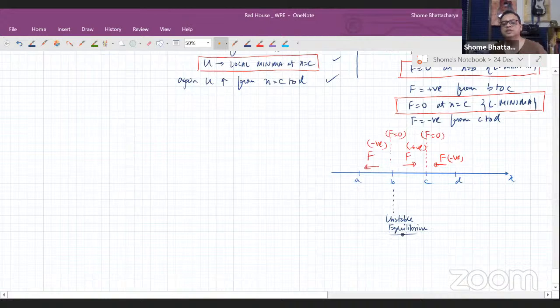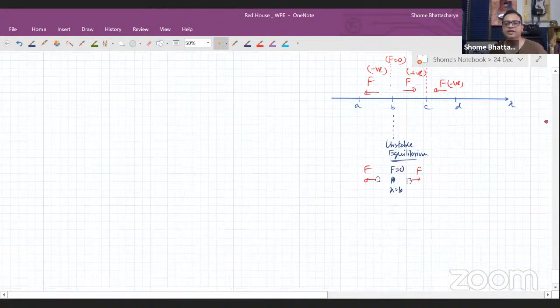Unstable equilibrium का मतलब क्या है? That when you put the particle at B, the force on it is 0. But if you displace it on either side of B, it will run away because the force is pointing away from equilibrium. You can see in the above graph that when you take it to this side, the force will push it away. When you take it to this side, the force will push it away.